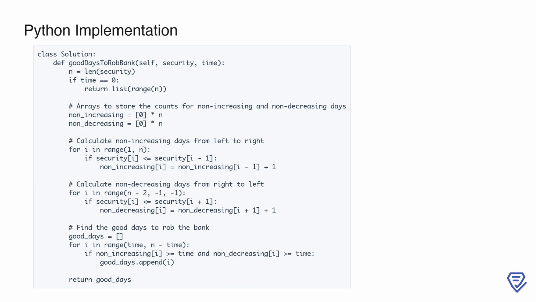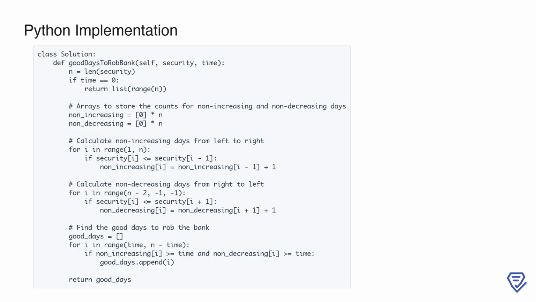Next, the non-increasing array is computed to track how many consecutive non-increasing days exist up to each day. This is done with a simple loop that checks if the current day's security level is less than or equal to the previous day's security level. Similarly, the non-decreasing array is computed in reverse order to count consecutive non-decreasing days starting from each day.